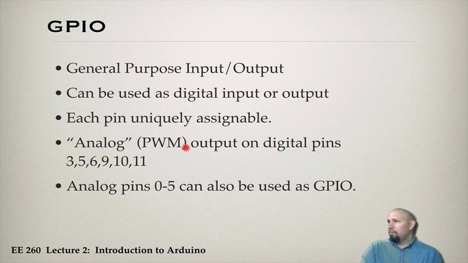Analog or pulse width modulation output pins are on pins 3, 5, 6, 9, 10, and 11. So there are 6. This is the Arduino Uno. The Arduino Mega or Due or Leonardo or some of these other Arduinos have even more of these pins. So the Arduino is a standard, and the Uno is probably the most commonly used Arduino.